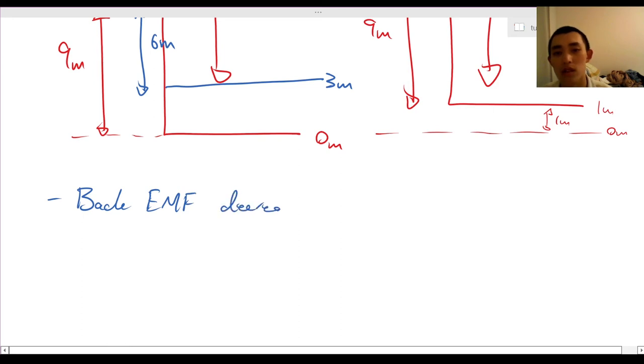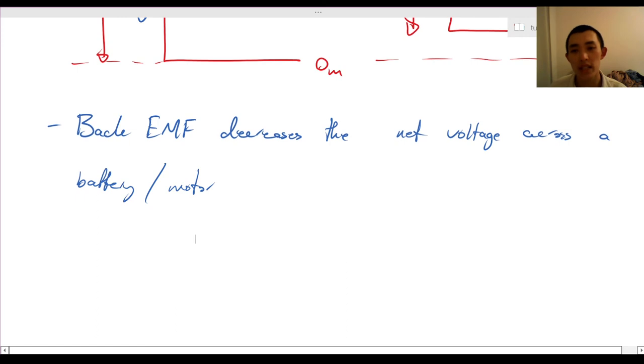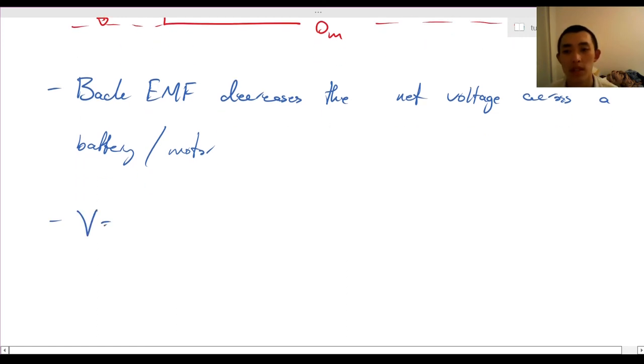decreases the net voltage across a battery or a motor. What does this mean for our motor though? Well, basically it means this. If V is equal to IR and we're decreasing our voltage, the resistance of the coil can't really change, then that means that our current must be decreasing.